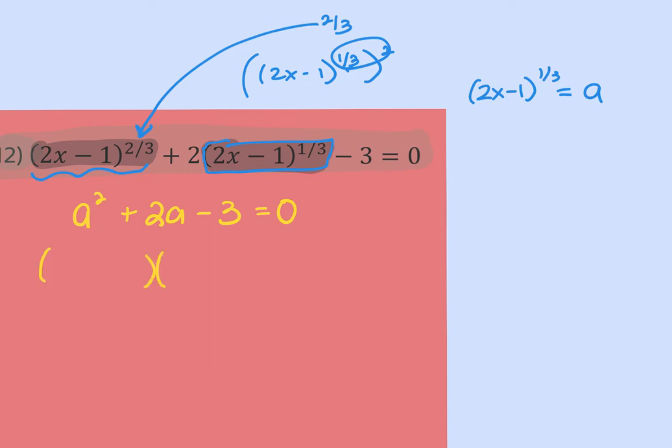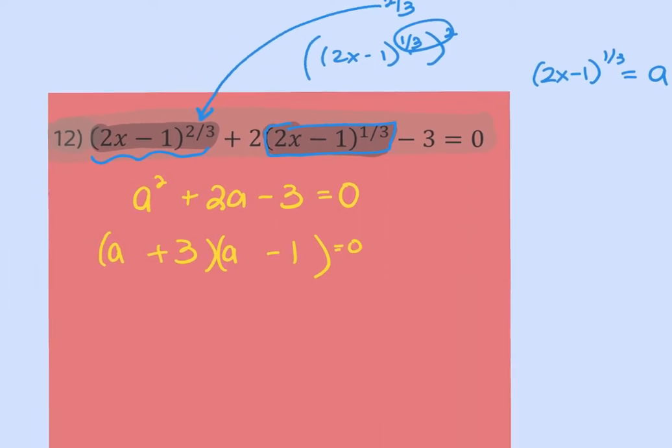So this would be a, and the factors of -3 that sum to +2 would be +3 and -1. And then I split and solve that. Split and set them both equal to 0. And I'd get a equals -3 and a equals 1. With me so far? Okay, but I'm not done, right?